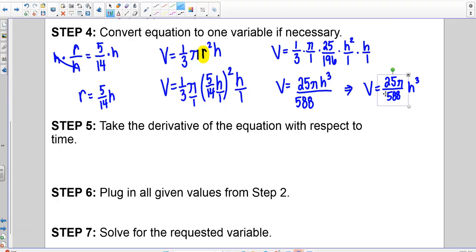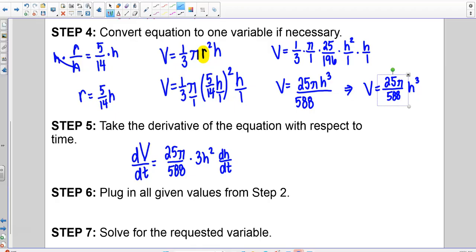25 pi over 588 is a number, right? It's just a number. So I'm doing dV/dt is going to equal 25 pi over 588. I'm just going to leave that out front. Derivative of h cubed is 3h squared. But what do I need with it? dh/dt. If you want, you can put that stuff together. I think I'm just going to leave it like it is. It doesn't matter if I simplify it right here or not.